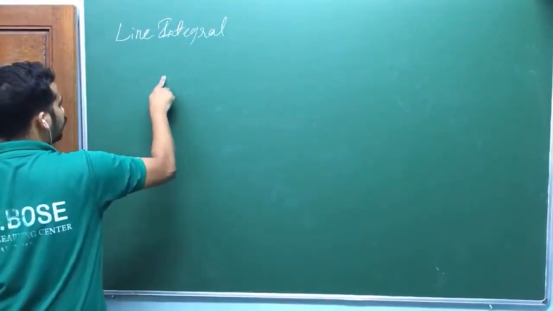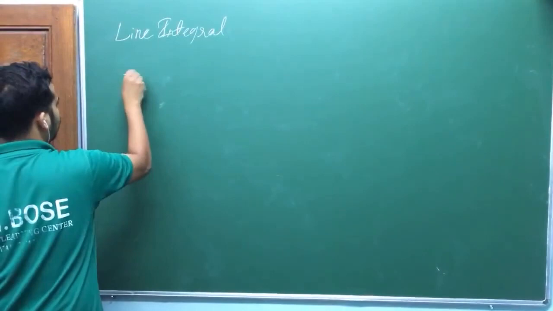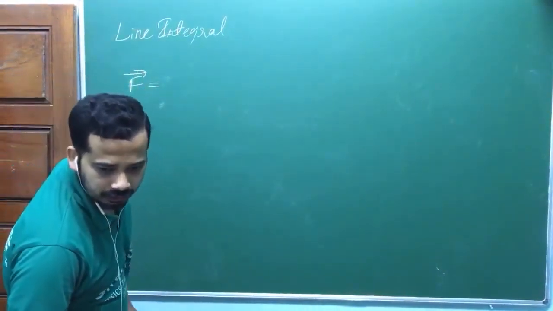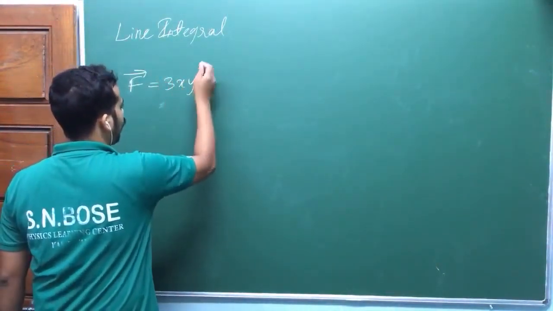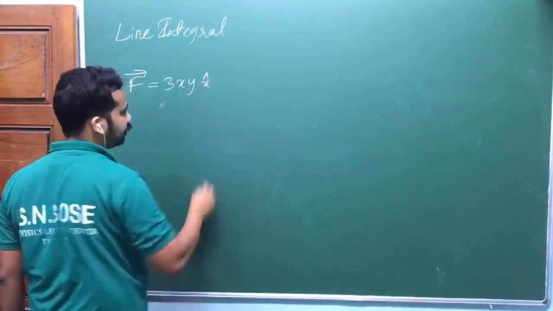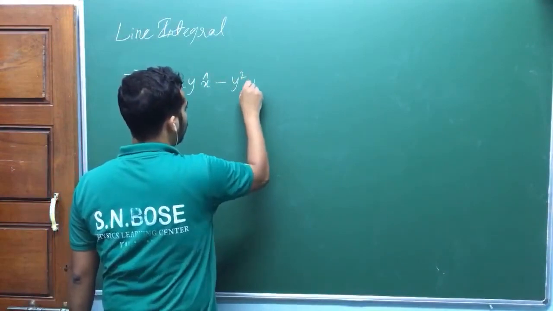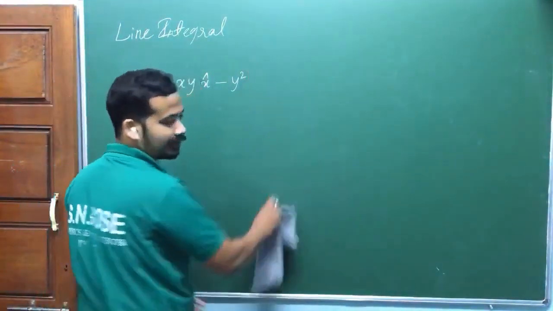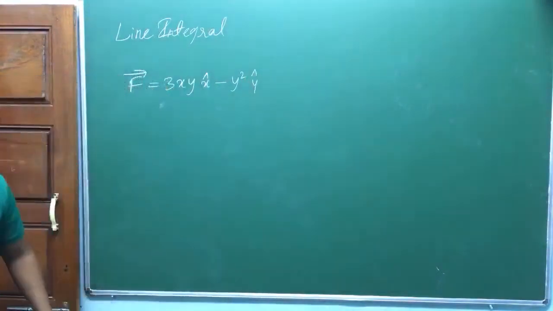I have a vector field. Let me write it as F, some force field or something: 3xy times i cap, minus y squared times j cap. I cap means x cap. Why is it mixed now? Actually, I just read some other question. We have taken x cap, y cap here.